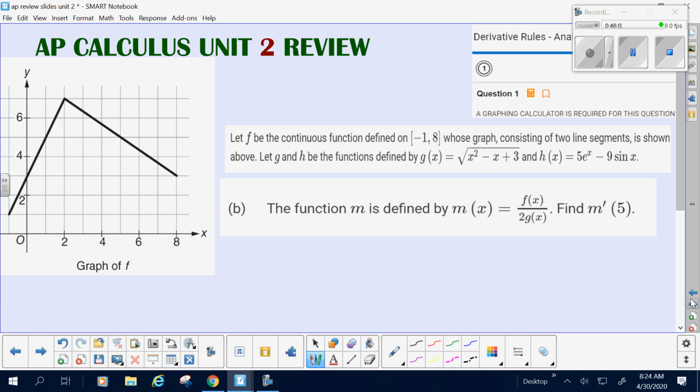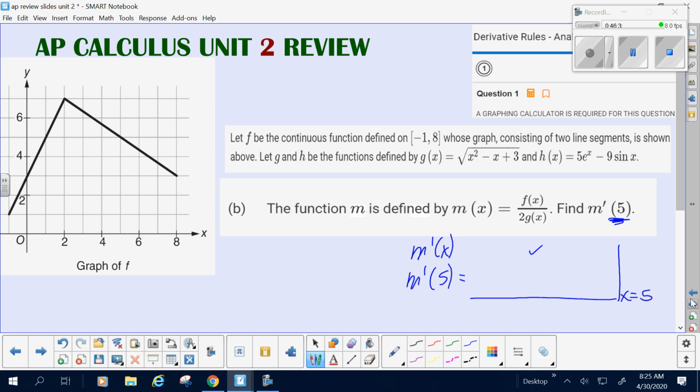B, quotient rule. The function m is defined by that. Find m prime at 5. Again, don't confuse m prime at x with m prime at 5. If you do this in one step and you say m prime at 5 is this, you should always show the general derivative first and say I'm about to put in 5. Do not take the derivative and start putting in 5 at once. You will not get full credit. That's bad calculus. Don't do that. Instead, show the general derivative and say, then I'll put in 5.